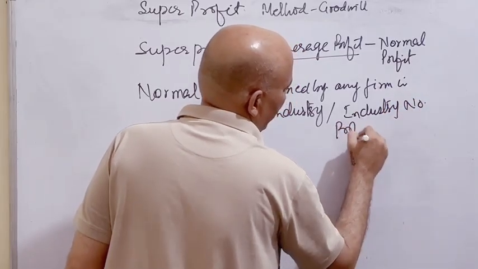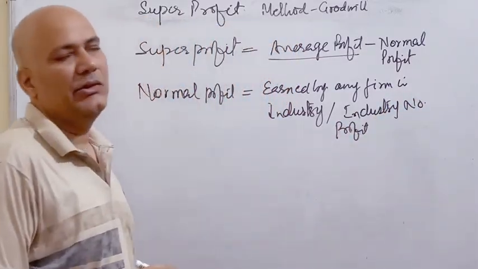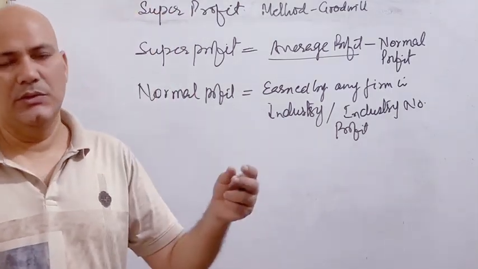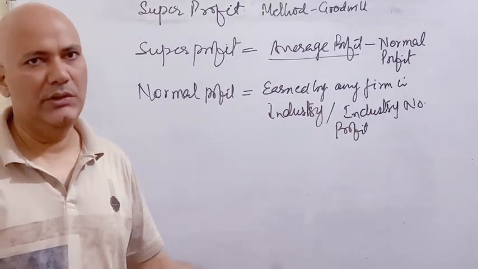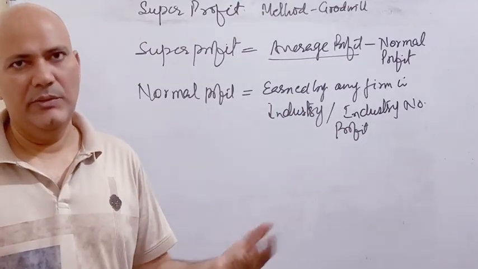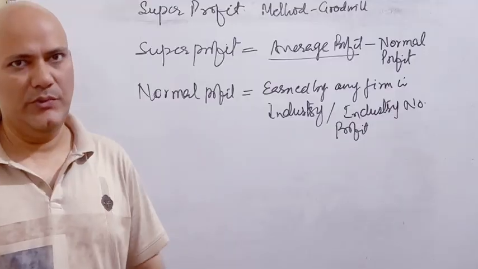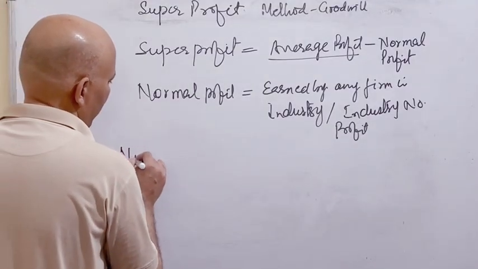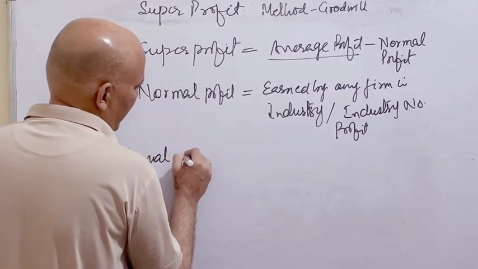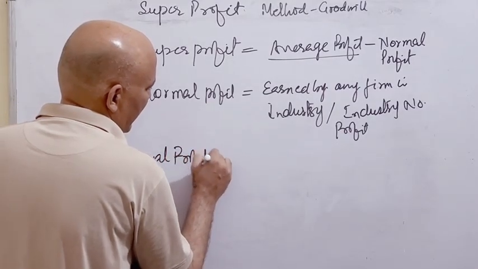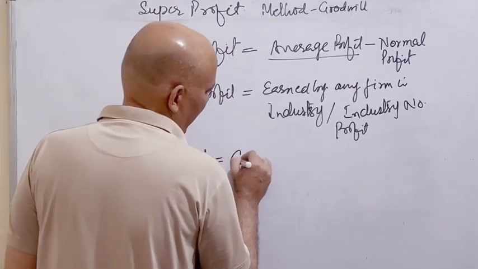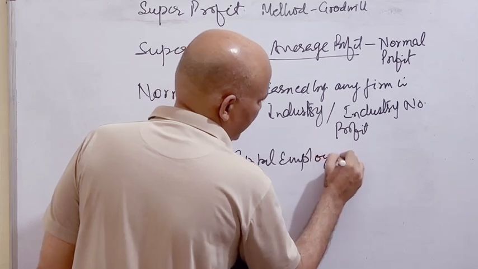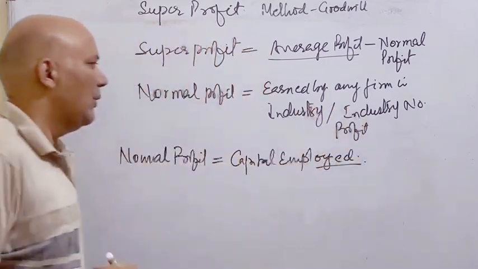Let's say in the energy industry the normal profit is 10%, and one of the firms is earning 12 or 13%. That extra 2 or 3% is called super profit. Now the normal profit is calculated on capital employed. What is the capital employed by the firm? We have to find that out.